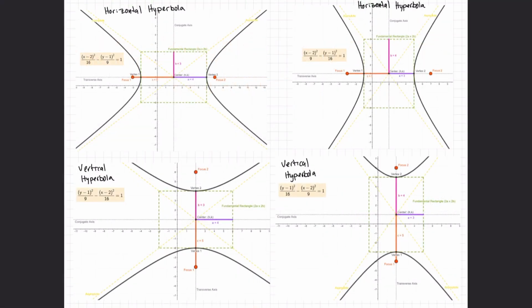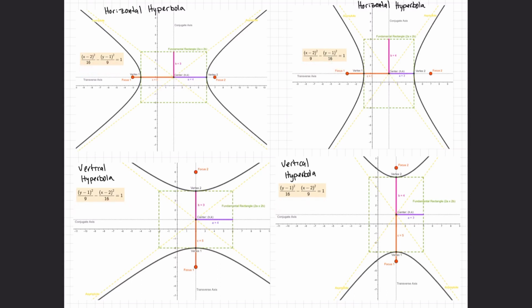All right, so on your screen, you can see 4 different hyperbolas graphed. I'm using the same a's and b's. They're just switching places. So I have 16 and 9 on all of them, they're just switching places on some of these.